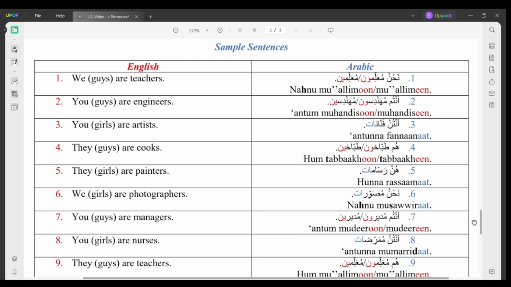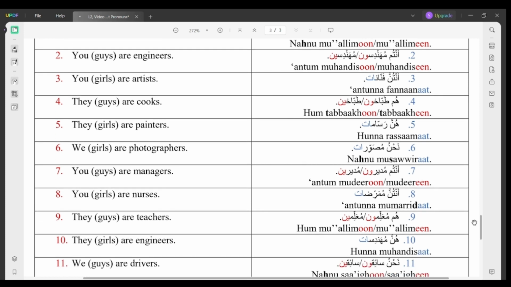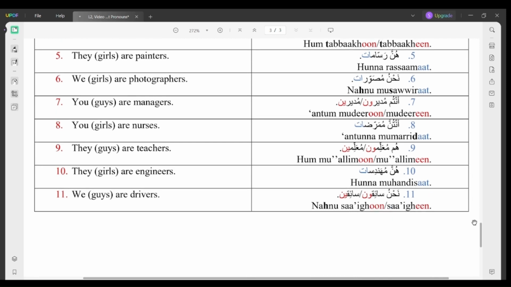Hum tabbakhun or hum tabbakhin. Number 5, they, girls, are painters. هن رسامات. Number 6, we, girls, are photographers. نحن مصورات. Number 7, you, guys, are managers. أنتم مديرون or أنتم مديرين. Number 8, you, girls, are nurses.